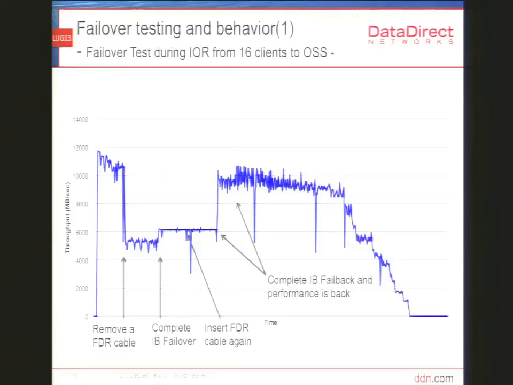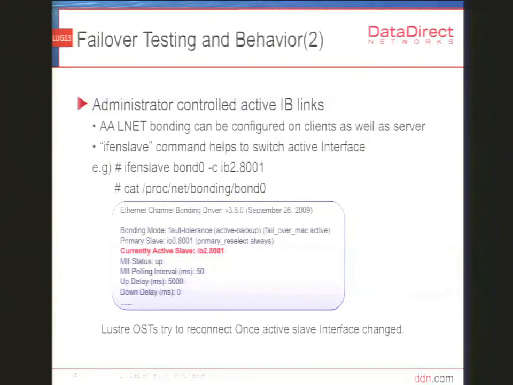I installed the FDR cable back again, and the bond interface tries to fail back. Once the failback is complete, Lustre tries to reconnect again. Finally, the Lustre reconnect is complete, the performance is back again, and all of the OSTs are accessible on both HCAs. So this is the failover testing.